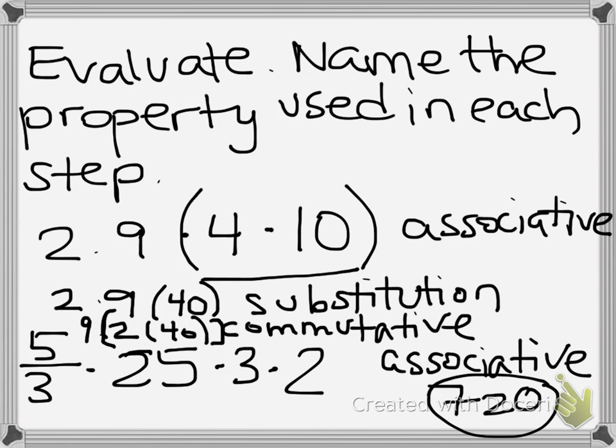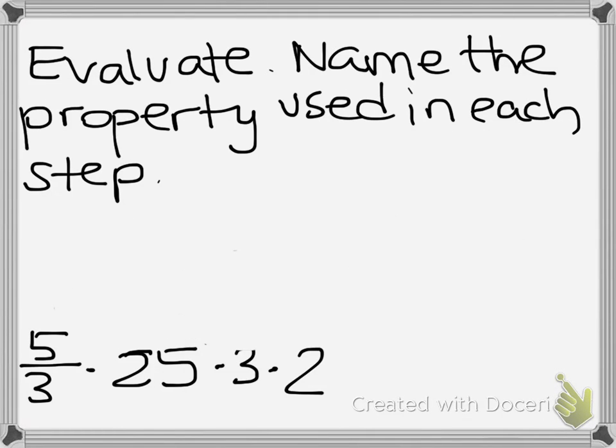Now we'll try the second example on this page. Now we're going to do this example. 5/3 times 25 times 3 times 2. And again, you want to think what would be the easiest way to do this in my head, and then what properties would help me to do that better.